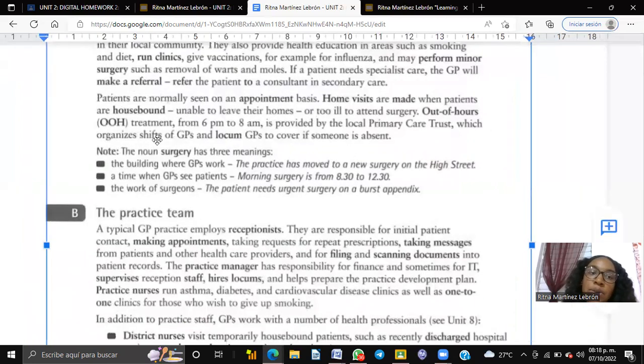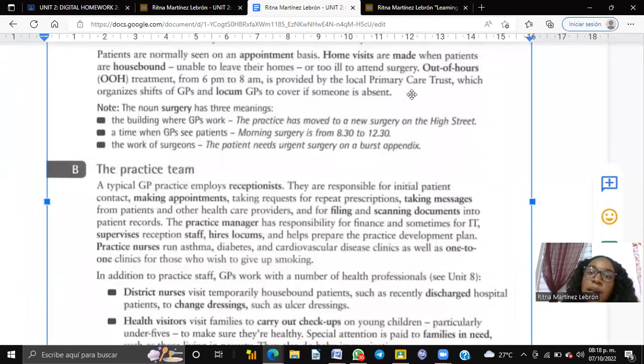Out of hours treatment, from 6 p.m. to 8 a.m., is provided by the local primary care trust, which organizes a rota of GPs and locum GPs to cover if someone is absent.